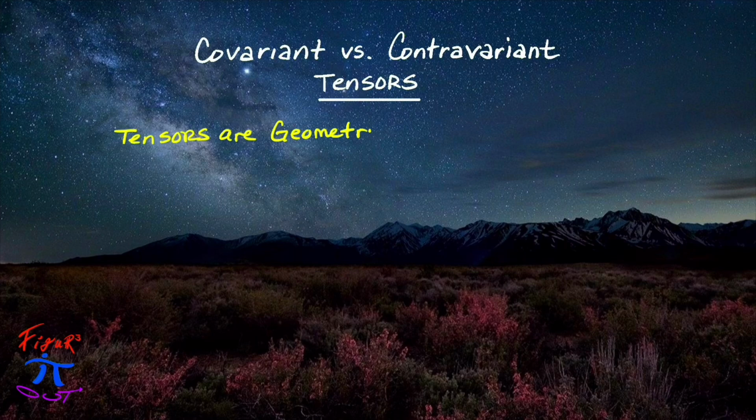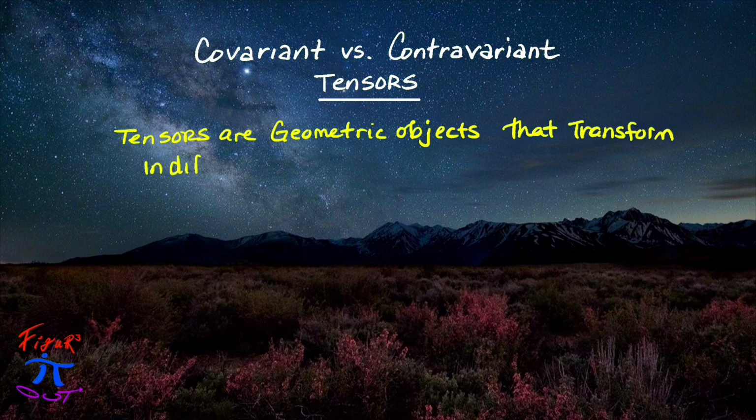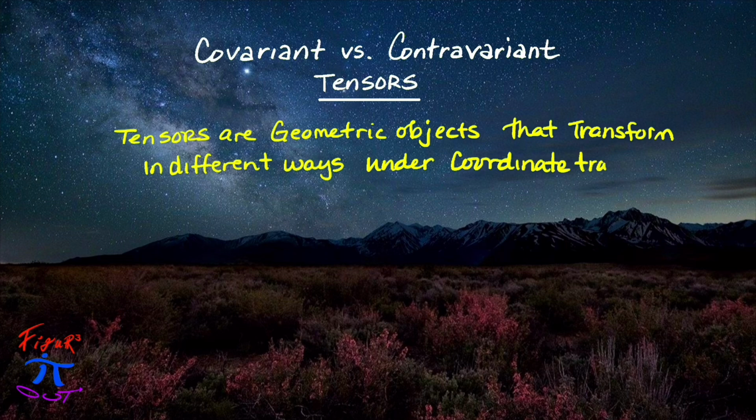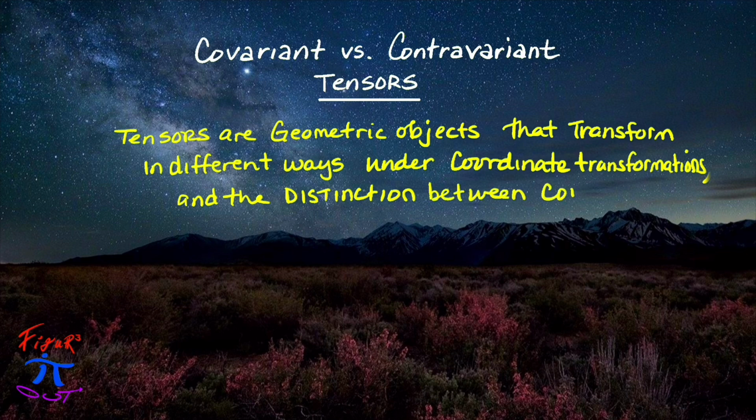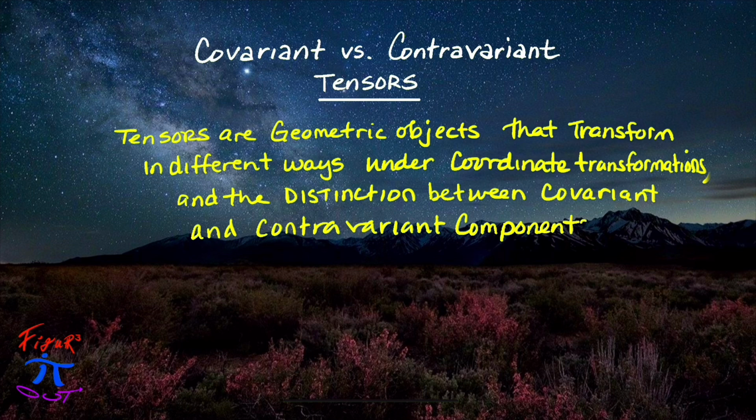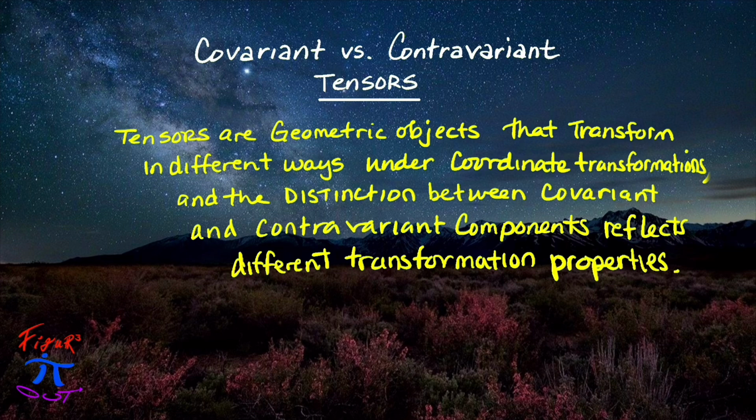Covariant versus contravariant tensors. The choice between using covariant or contravariant tensor forms, or a mix of both, depends on the context of what you're trying to express mathematically. Tensors are geometric objects that transform in different ways under coordinate transformations, and the distinction between covariant and contravariant components reflect different transformation properties.